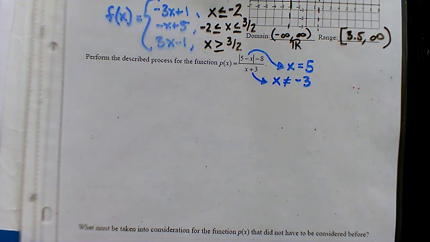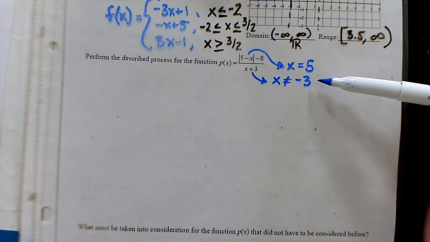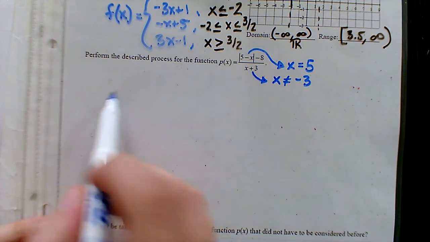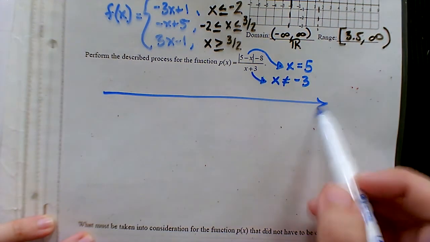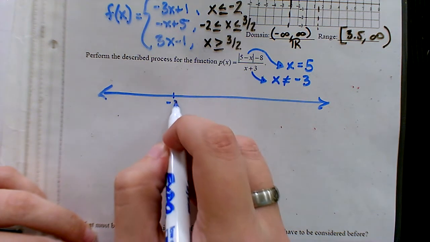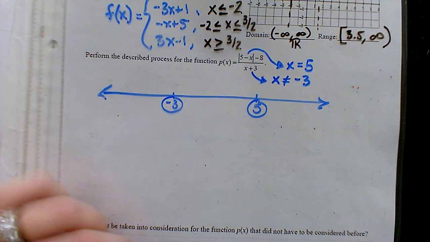Okay, so what's going to happen is we're going to have to use both of these numbers on our number line. So not only are we including that changing point of 5 like we typically do, but we also have to take into account a number that we cannot plug in. So let's go ahead and we'll write out our number line. We have -3 and 5.